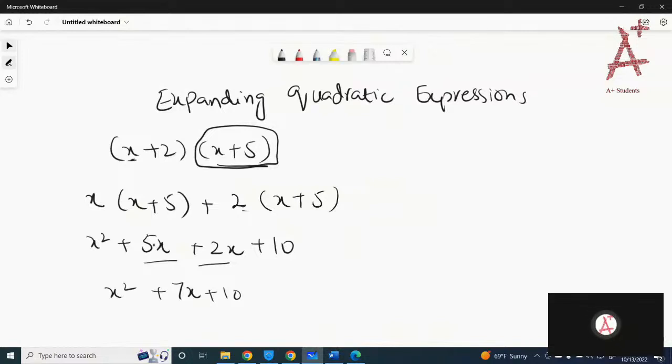Okay, that's how you have to expand. You have to multiply the x with all the things that are inside this bracket, like I have written x times x plus 5. That means you have to multiply the x with this one and then with this one. Same is the case for 2. You have to multiply 2 with the x and 2 with the 5. And then you have to collect the like terms like I did. Got it?